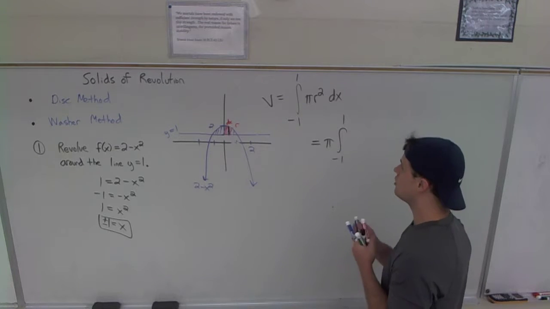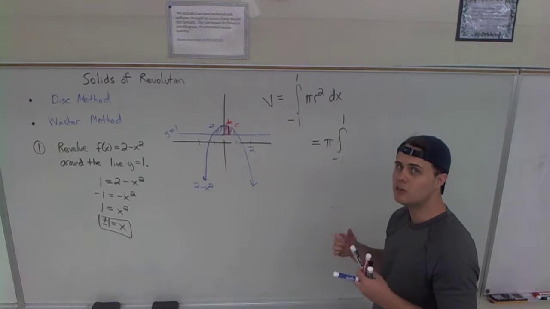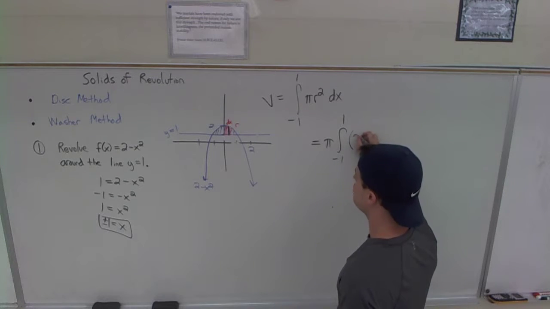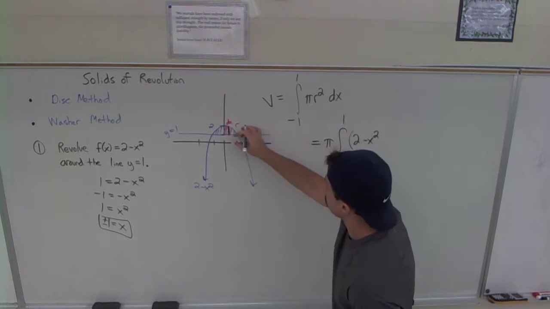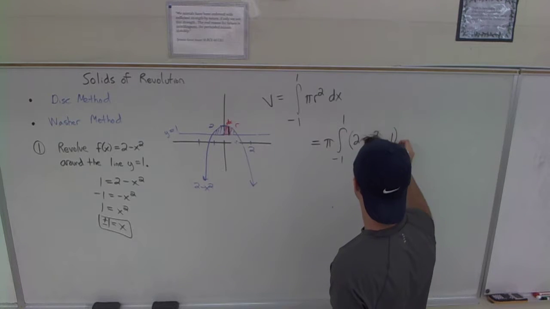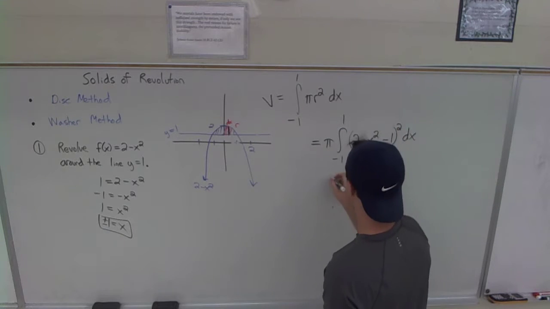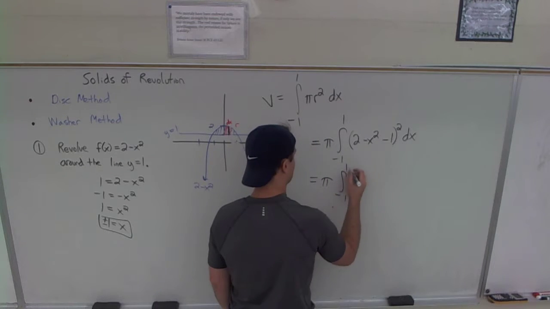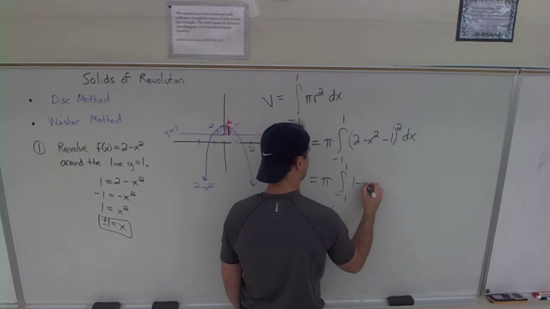So the radius is going to have a subtraction in it, even though it's not the washer method. So we're going to have the function 2 minus x squared minus 1, squared dx. Solve your integral and you're done. So let's see, pi times 2 minus 1 is 1.